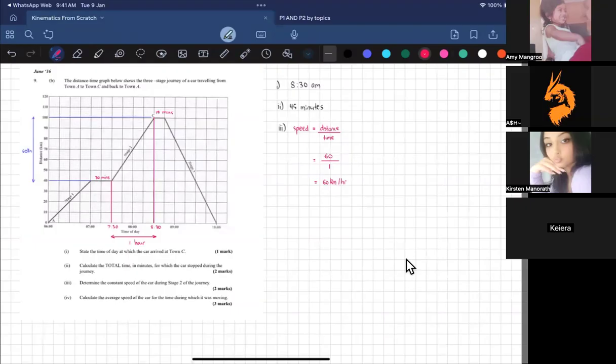Calculate the average speed of the car for the time during which it was moving. Okay, Amy, I have a question. Let's just say A to C. By the way, what's the distance from A to C? Can you tell me by chance? The starting point to your destination. 100 kilometers. So for me to figure out the average speed, I need to figure out the total distance traveled over the total time it took me to make the full journey.